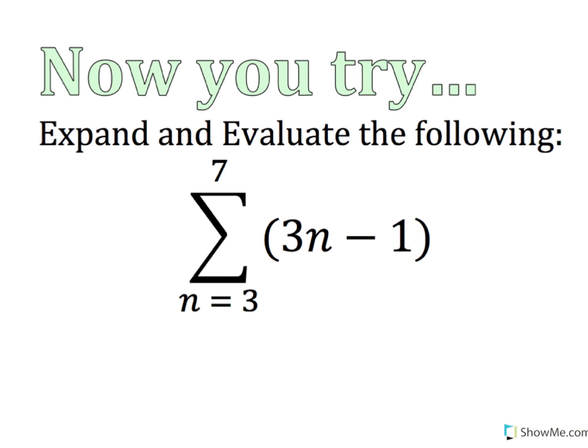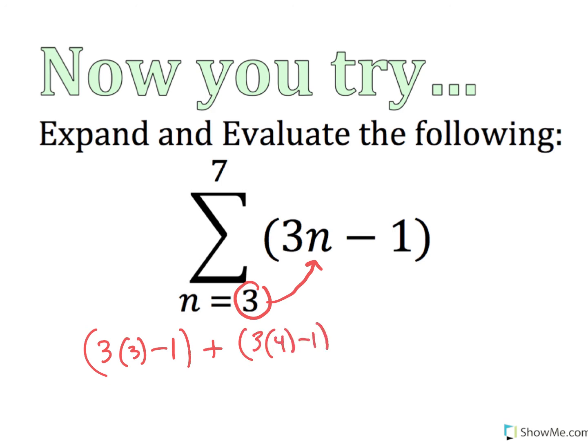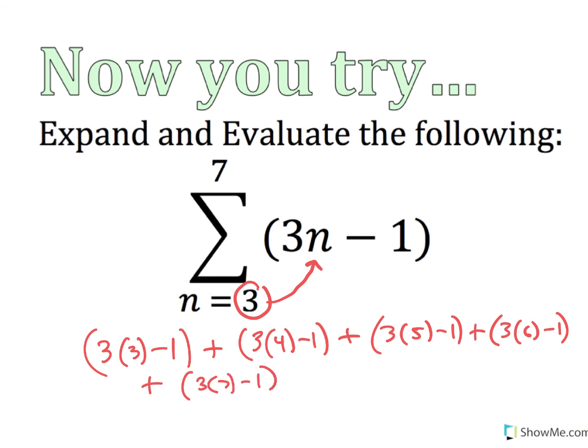So if we take a look at our answer here, notice the first number I'm going to plug in for that equation for n is going to be 3. And so for the expanding part, it's going to be 3 times 3 minus 1 plus, if I look at the next one over, which would be 4, it'd be 3 times 4 minus 1 plus, then I'm plugging in 5, then I'm plugging in 6, and lastly, I'm plugging in 7.